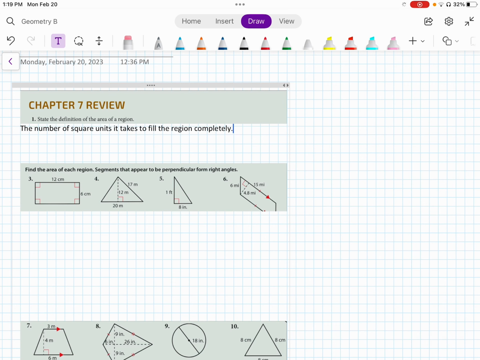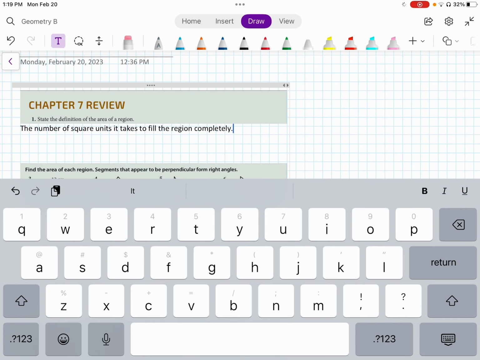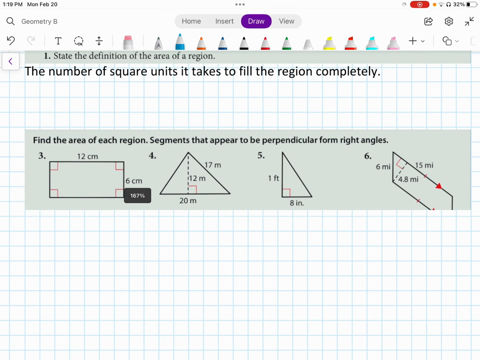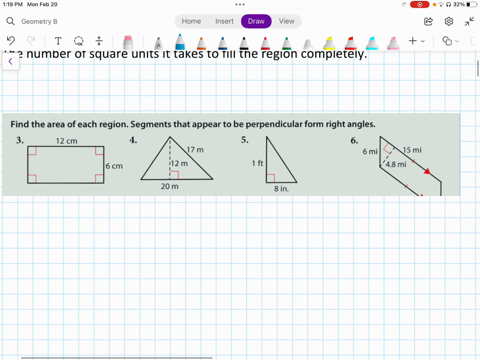Next, we have some simpler shapes here that we need to find the area of. Find the area of each region. Segments that appear to be perpendicular form right angles. All right, well, zoom in here a little bit. Number 3 is a rectangle. The area of a rectangle is base times height.